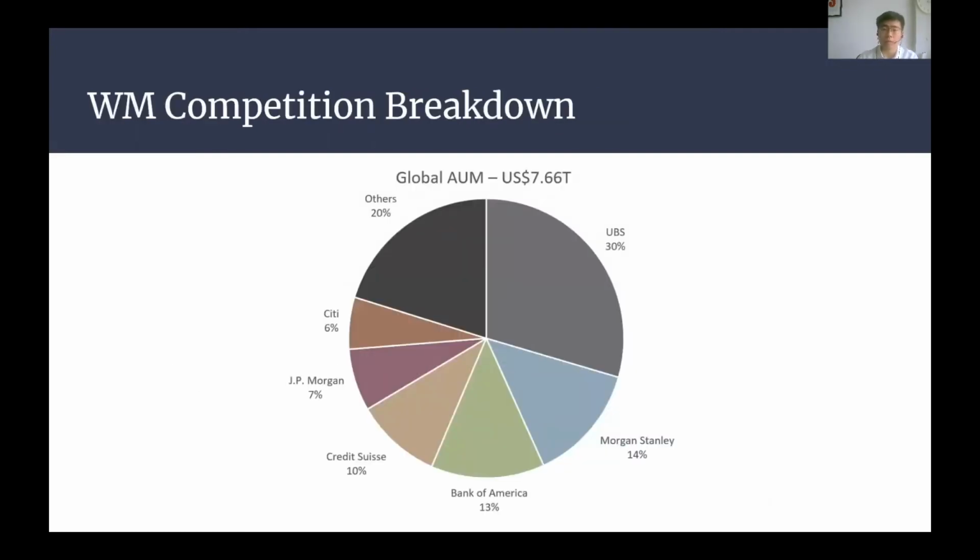Our next section focuses on competition in the wealth management space. In the pie chart in the slide, you can see the total addressable market for wealth managers and private banks stands at USD 7.7 trillion, with UBS holding the lion's share of this market. Other notable global private banks include Morgan Stanley, Bank of America, Credit Suisse, and JP Morgan, which all serve as direct competition to UBS.